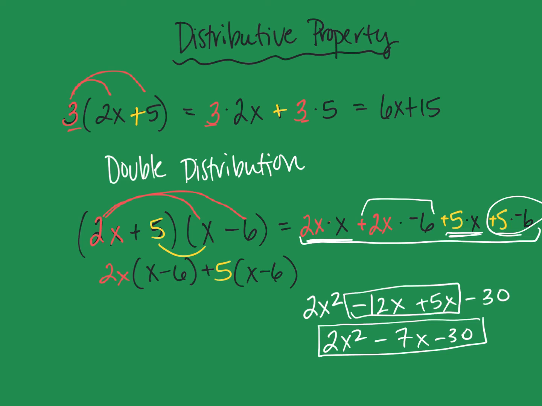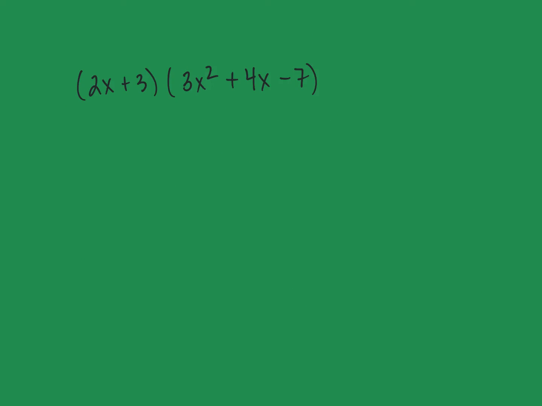So all I've essentially done is distribute the 2x to everything, and then the 5 to everything. And the reason they call it FOIL is because it's first, the first 2 terms, the outer 2 terms, the inner 2 terms, and the last 2 terms. But again, it doesn't always work, because if we have a trinomial, it's not going to work anymore. So let's look at a trinomial. We're going to do the same thing this time. We are going to double distribute our 2x to everything, and then our 3 to everything.